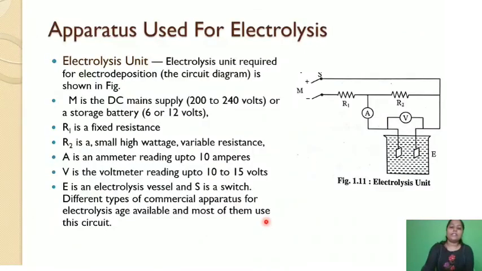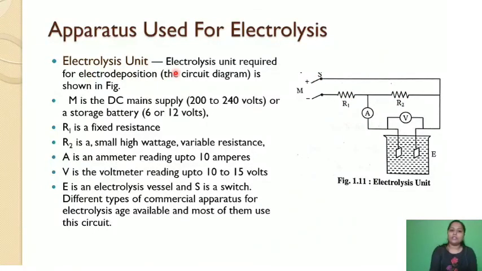The next point is the apparatus used for electrolysis. The diagram shows the electrolysis unit. Here is a reaction vessel containing an electrolytic solution. Into that two electrodes are dipped, anode and cathode. Here is a voltmeter, here is the ammeter, and these are the two resistors and the switch.